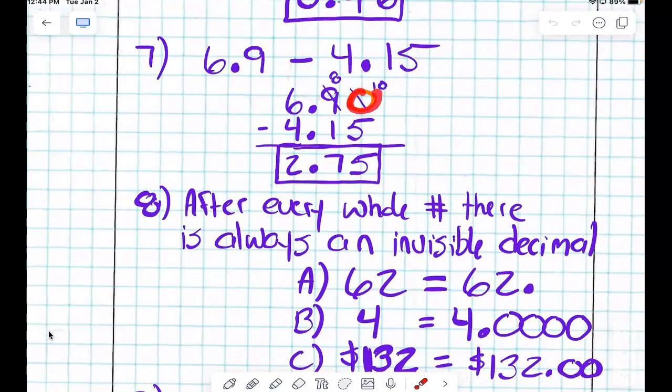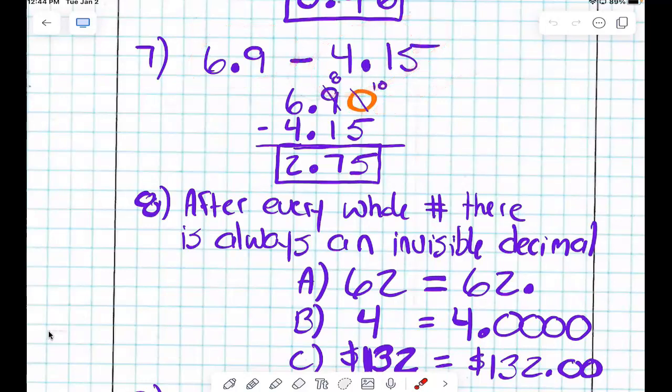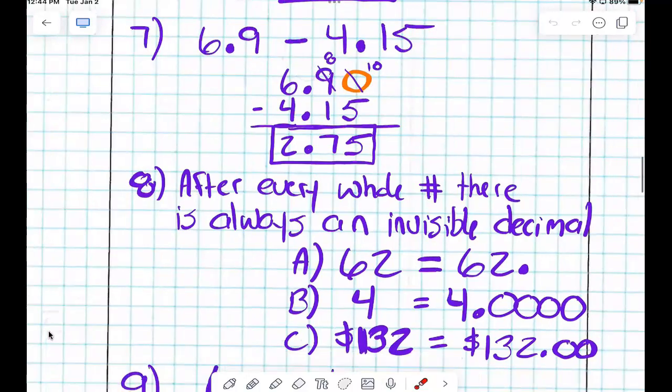Why is this 0 in yellow or in orange there? Why? Say that again? To even out the problem, because we had 6 and 9 tenths minus 4 and 15 hundredths, right? Okay, last thing.